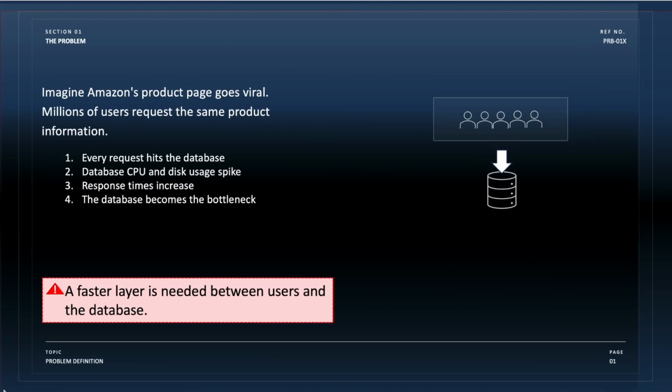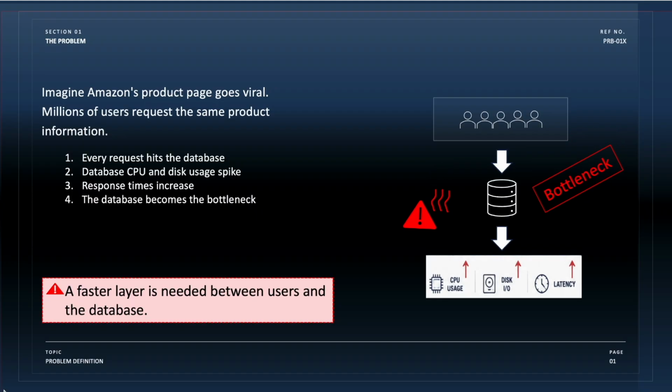Imagine Amazon's product page suddenly goes viral. Millions of users are requesting the same information. Without a cache, every request goes straight to the database. CPU usage climbs, disk activity increases, and response times start getting slower. The problem is simple. We are repeatedly fetching the same data.